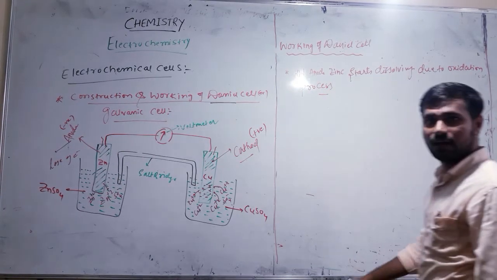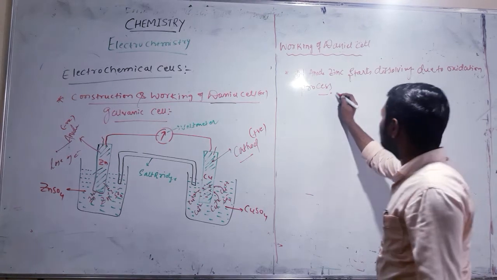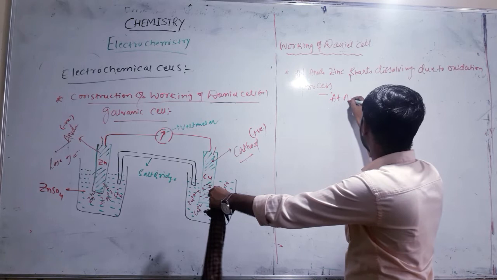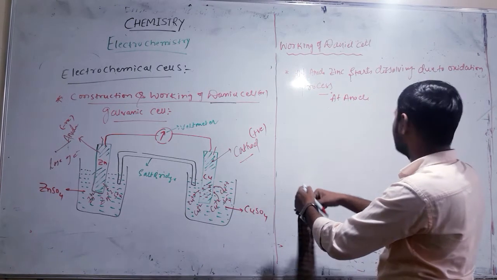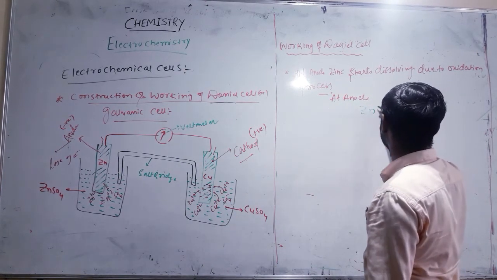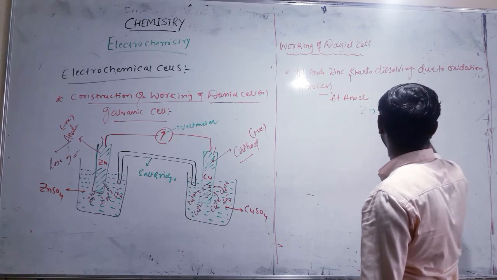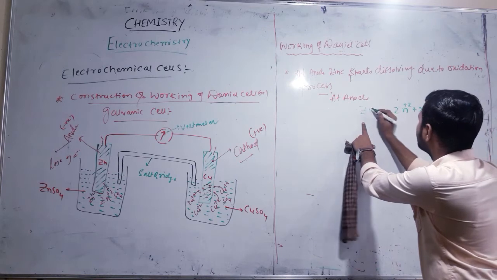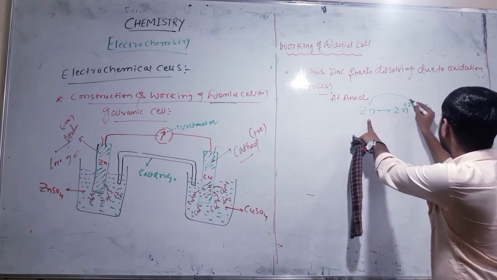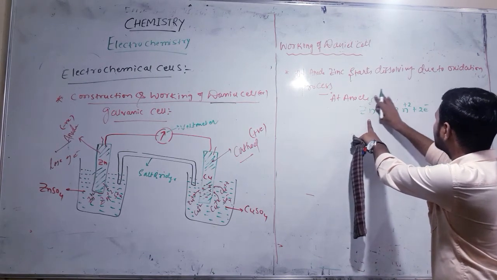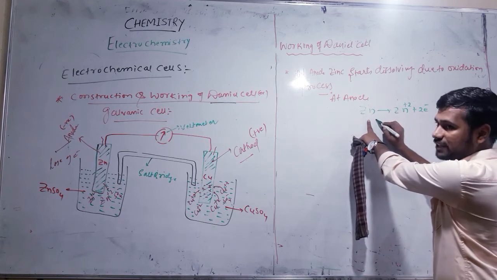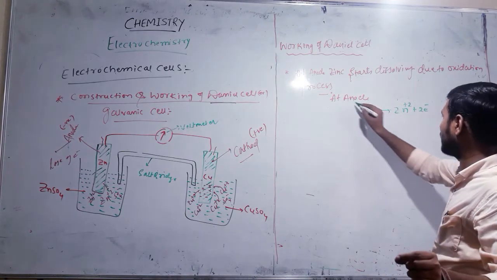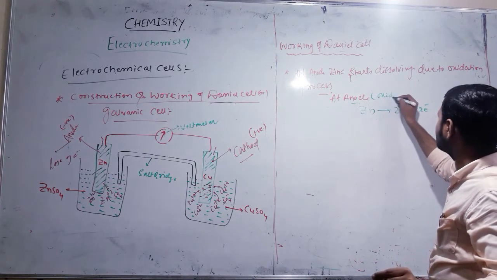How can we write the reactions here? At the anode, what will be happening? Zn gives rise to Zn plus 2 plus 2 electrons. This is a loss of electrons. Here it was zero, and automatically it becomes plus 2; an increase in oxidation state is called oxidation. At the anode, oxidation takes place.